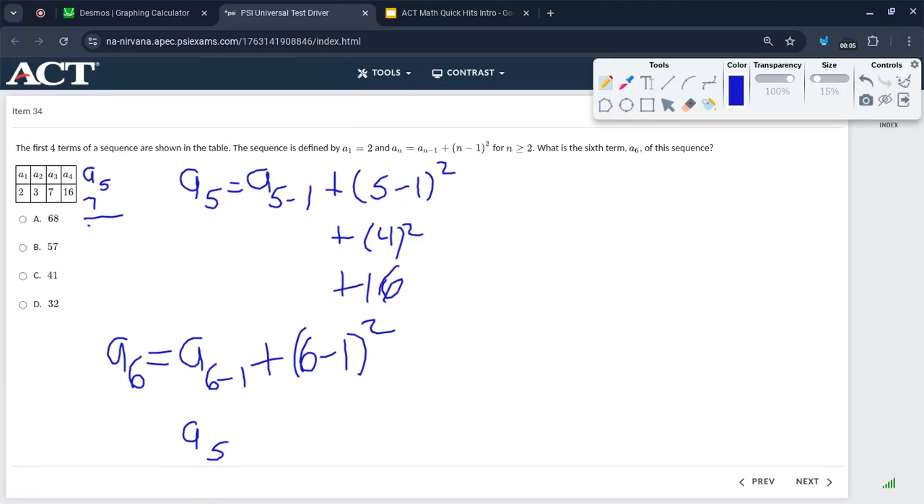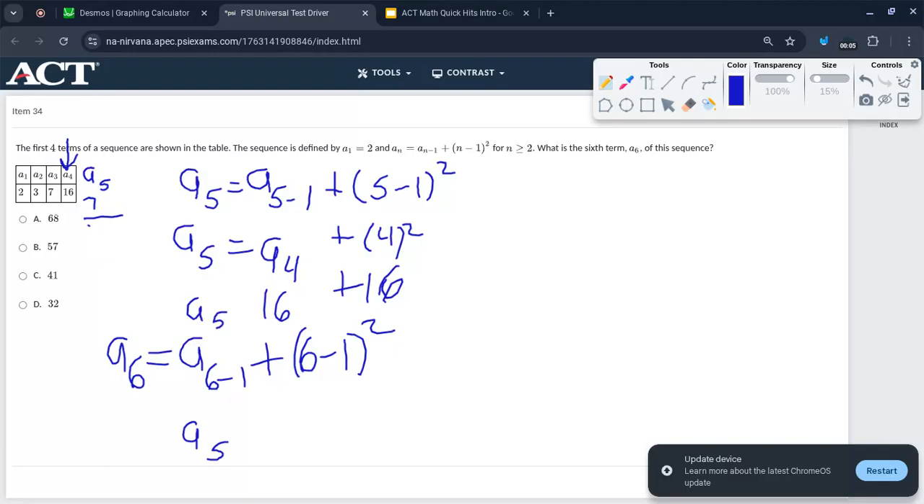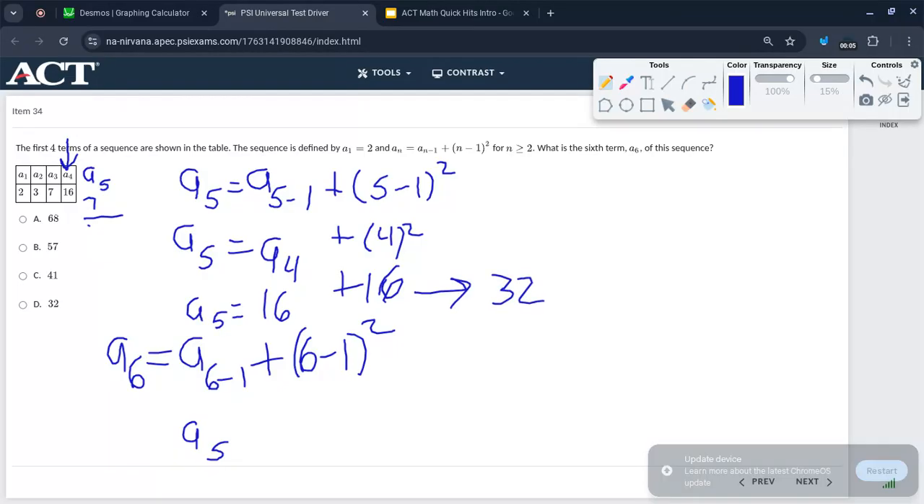But this part over here, when we do this little sub notation subtraction, we end up with a sub 4. What that's just telling us is we just need the fourth term. We need that value of 16 right there. So the fifth term of this sequence, a sub 5, is just 16 plus 16, or 32. That tells us we can now substitute 32 in for this piece right here.